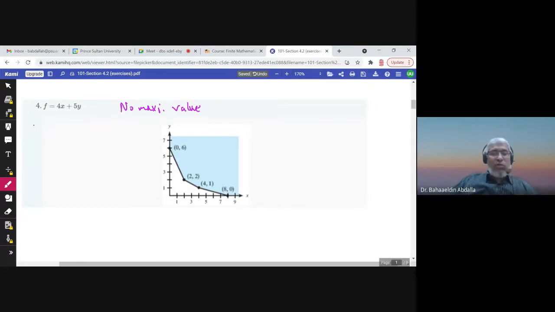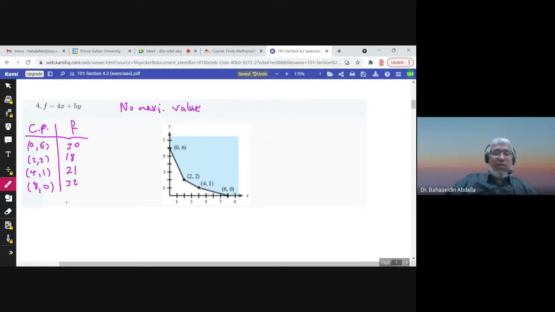So we use again all the corner points. We have 0, 6, 2, 2, 4, 1, 8, 0. We substitute them into the original function. So this would be 8 plus 10, that's 18. 4 times 4, 16, plus 5, that's 21. 4 times 8 is 32 plus 0.